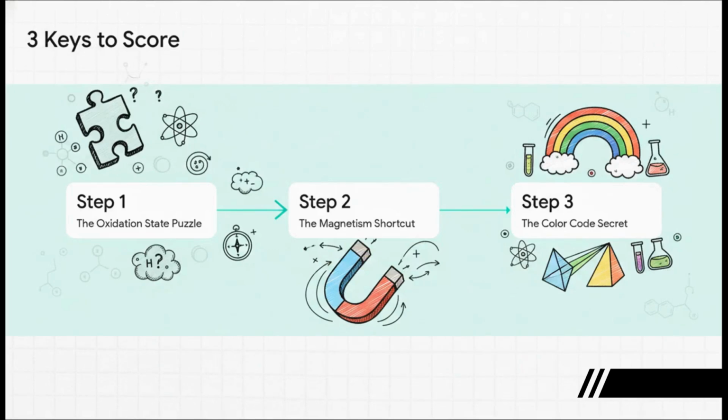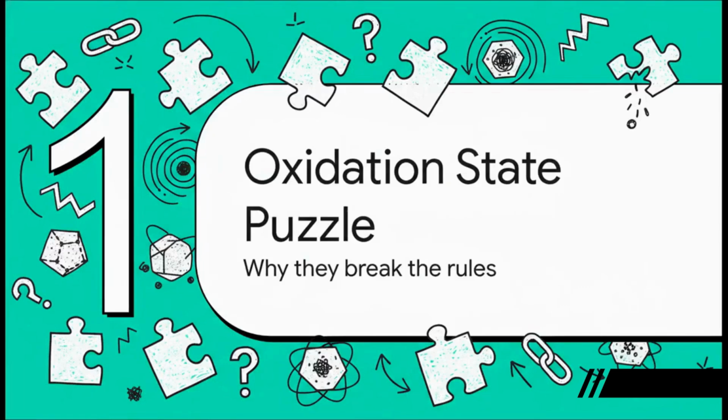So here's our game plan. We're going to master this whole topic with 3 simple keys. First, we'll solve the oxidation state puzzle. Then, I'll give you the magnetism shortcut. And finally, we'll crack the color code secret. Let's dive in. All right, first up, the oxidation state puzzle.